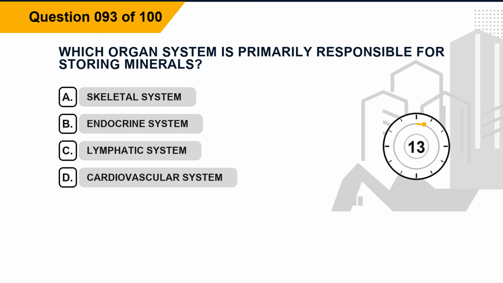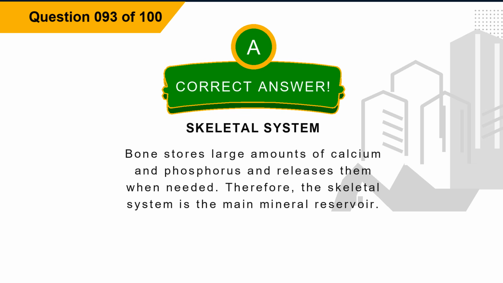Question 93. Which organ system is primarily responsible for storing minerals? Option A, skeletal system. Option B, endocrine system. Option C, lymphatic system. Option D, cardiovascular system. The correct answer is option A, skeletal system. Explanation. Bone stores large amounts of calcium and phosphorus and releases them when needed. Therefore, the skeletal system is the main mineral reservoir.